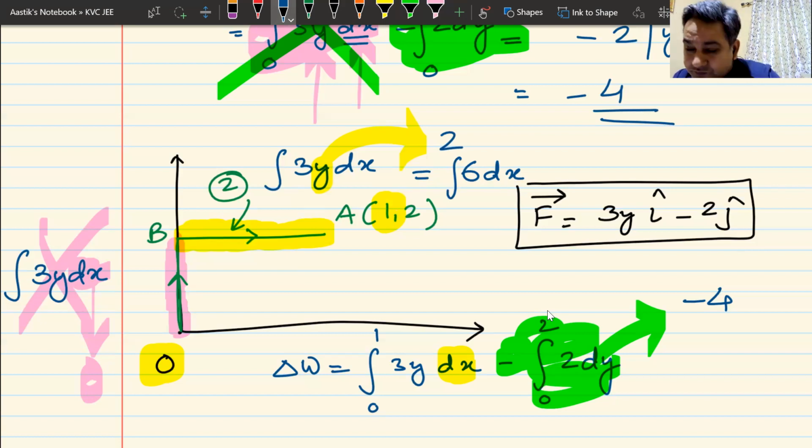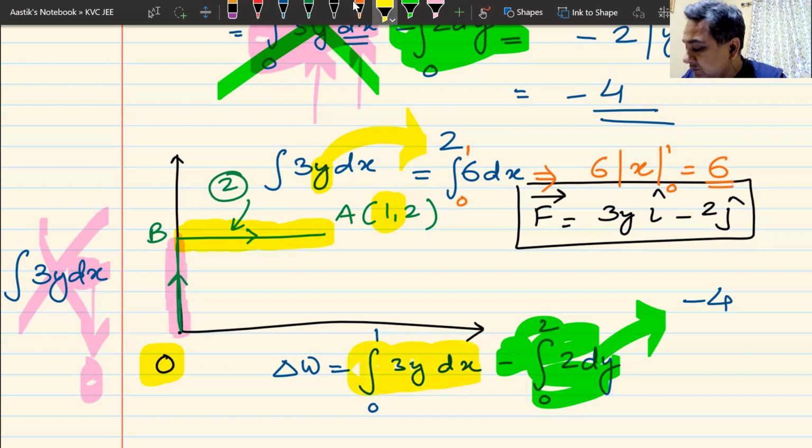X is changing. From where to where is X changing? X is changing from the limits we already know, from 0 to 1. Yes. We just calculate this integral. This is the simplest integral in the entire universe. What is the value of this integral? The value of this integral is simply 6 multiplied by x, where x varies from 0 to 1. And the answer is 6 from here, minus 4 from there. Your answer finally becomes 2. And that is the answer. And that is how you calculate this using path.